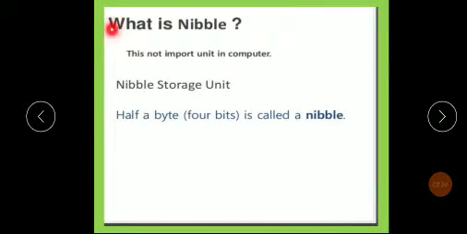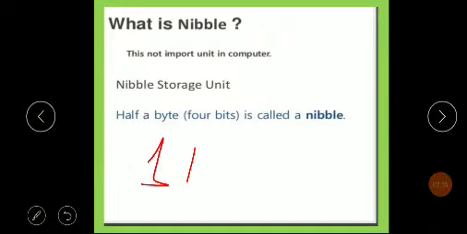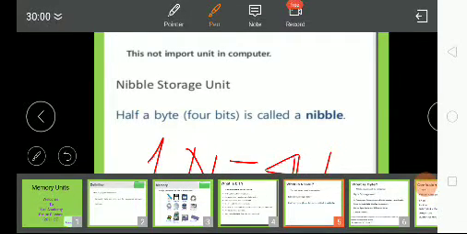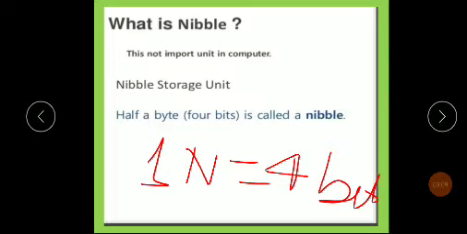Next is the nibble. A nibble is also a storage unit, and half a byte, meaning 4 bits, is called a nibble. You can say that 1 nibble equals 4 bits. Half of a byte is called a nibble, and 4 bits make 1 nibble.